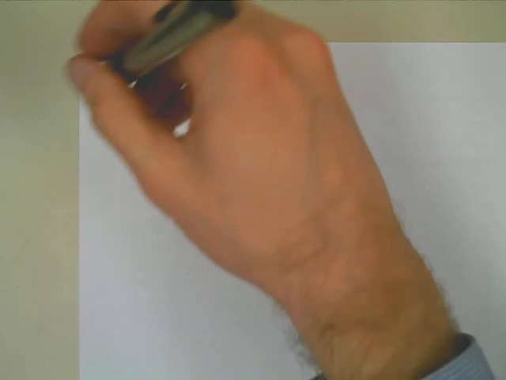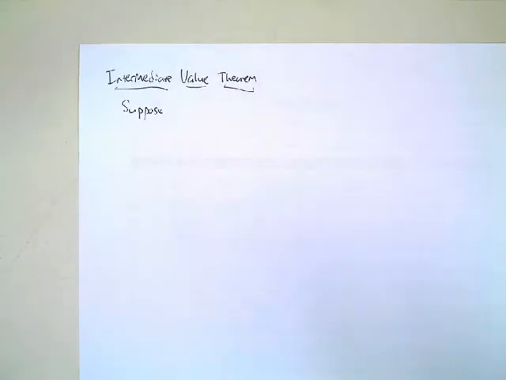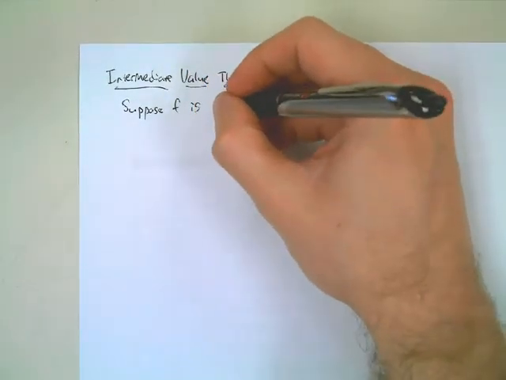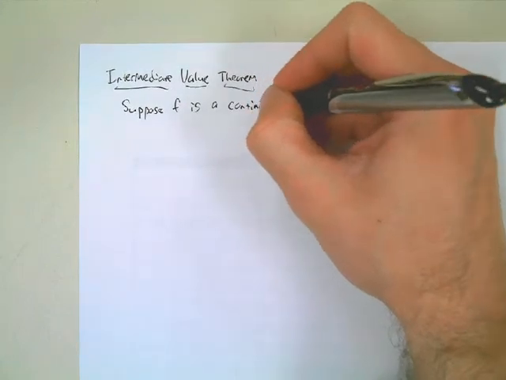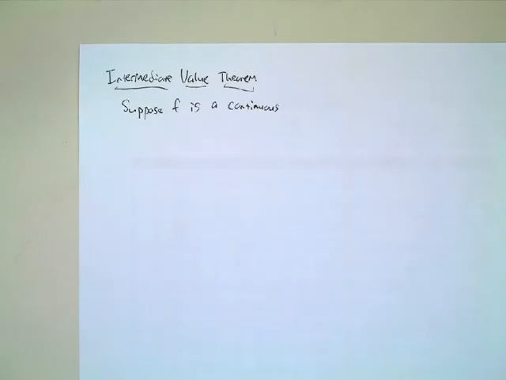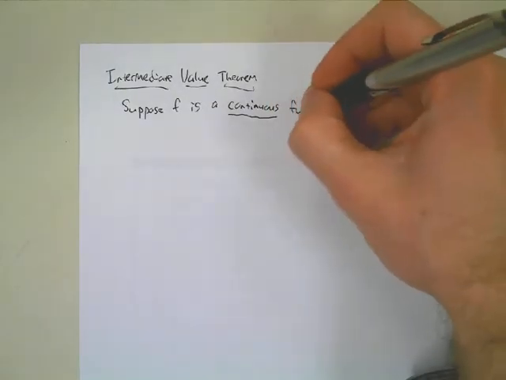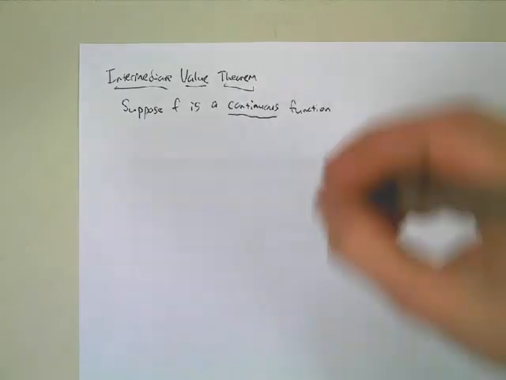Those of you that say, Miss Wood, I don't know how to study for a math test. That's how you study. You go back and you read the definition and you remember it and you make sure you understand it. Same thing is true here for the intermediate value theorem. Suppose f is a continuous function, right? We saw before that it's so important for us to have a continuous function on the closed interval.